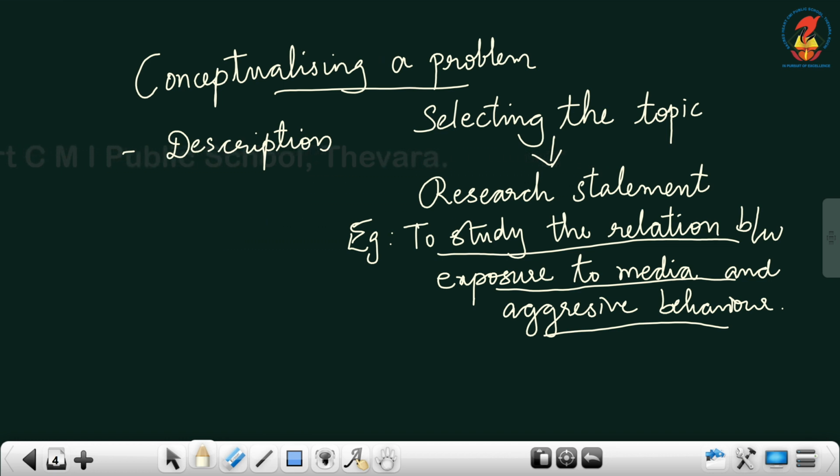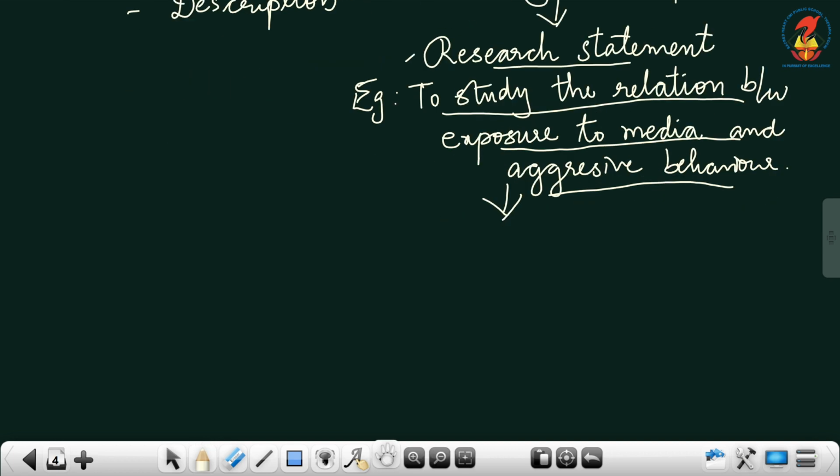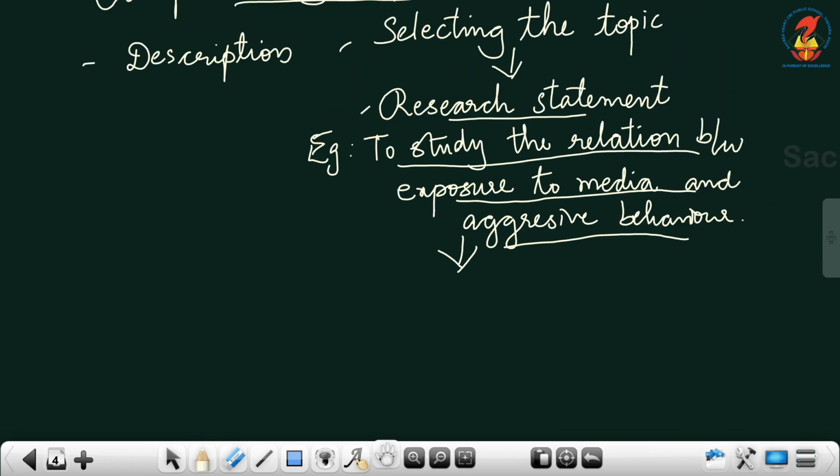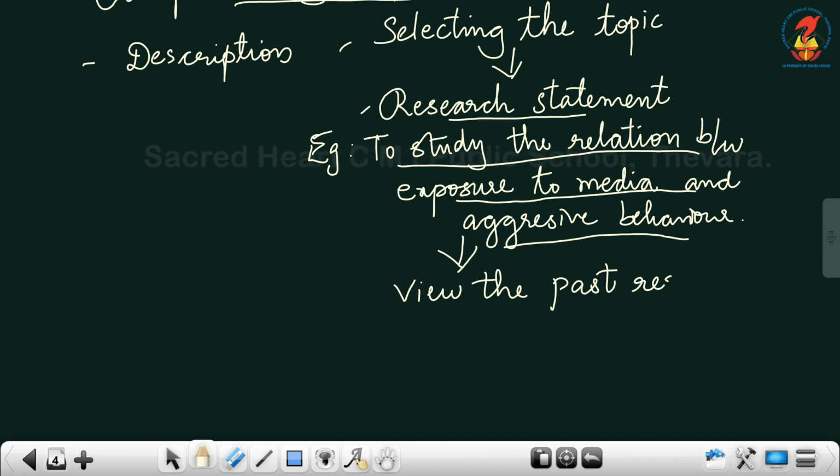So first, selecting the topic: you need to first select the topic which we are going to study. Then you need to prepare or make a research statement. And the next step is to view the past researches.